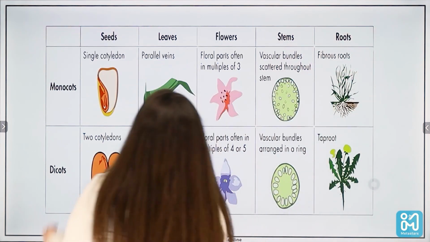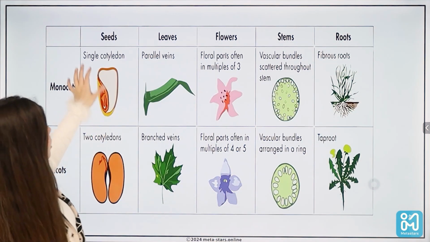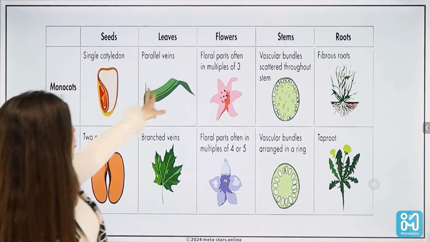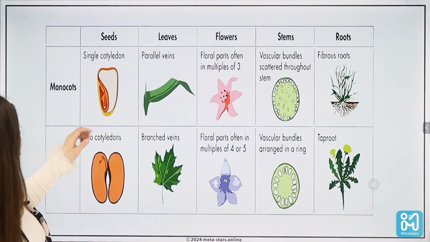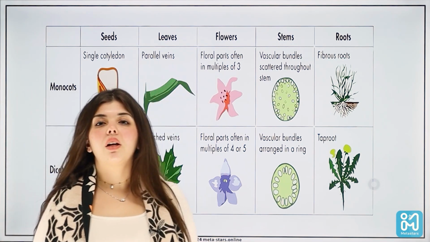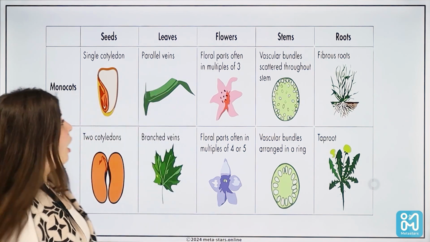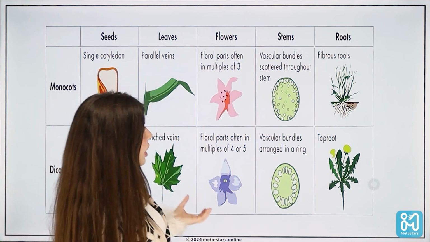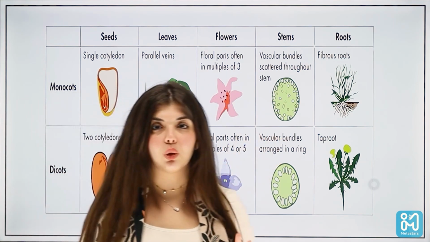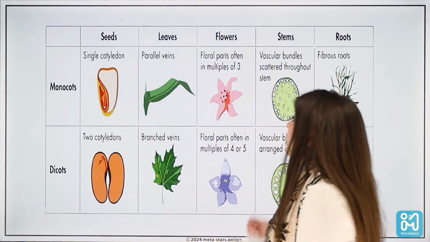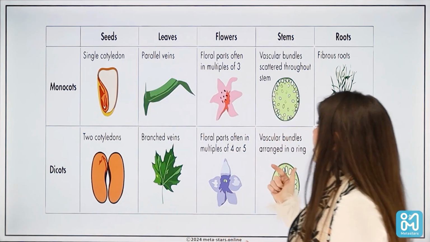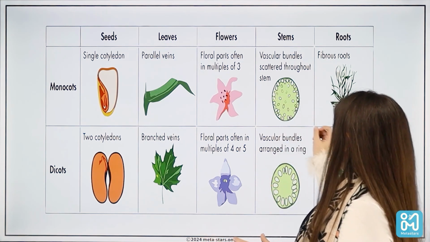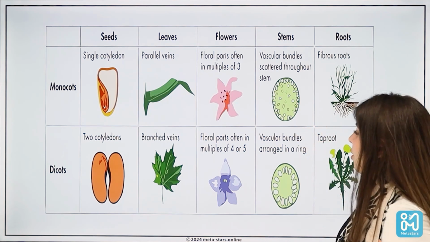For plants that have a single cotyledon, we have monocots. Their leaves have parallel veins. Their flower parts come in multiples of 3, like 3, 6, 9, and so on. Their stem has vascular bundles scattered through it, and their roots are fibrous roots. So for monocots, we have a single cotyledon, parallel veins, floral parts in multiples of 3, scattered vascular bundles, and a fibrous root.